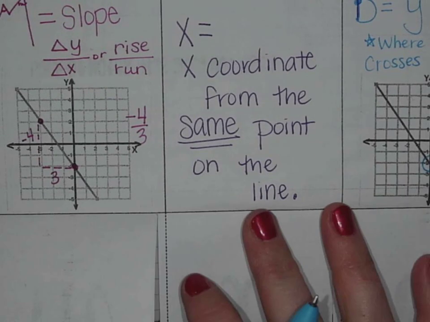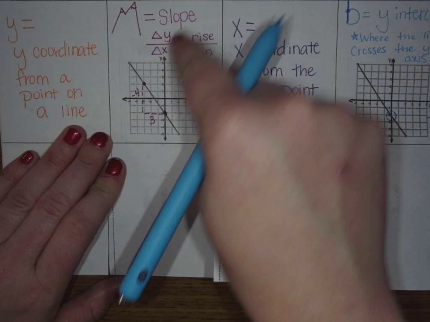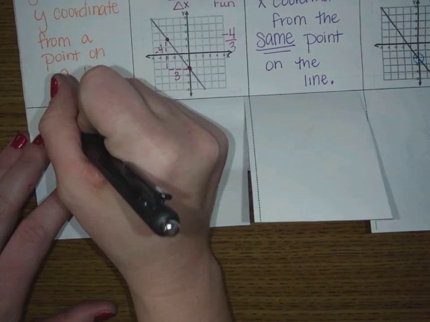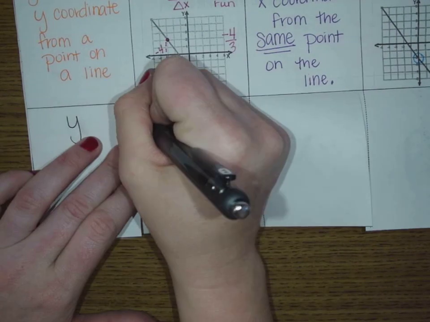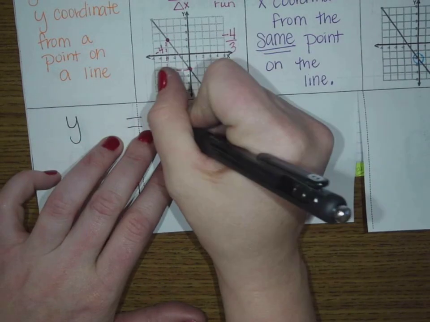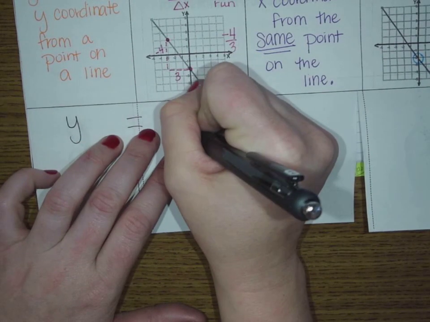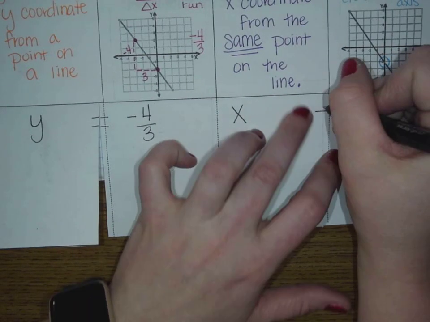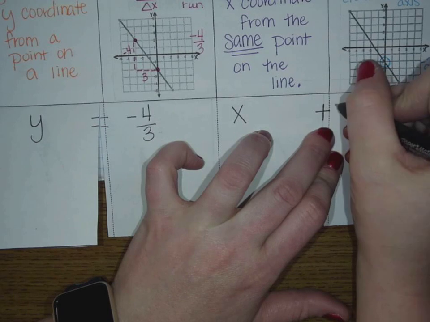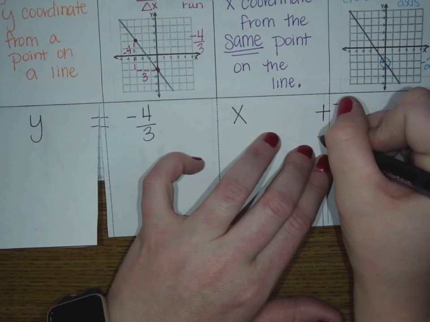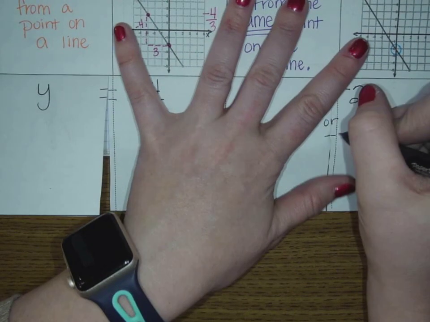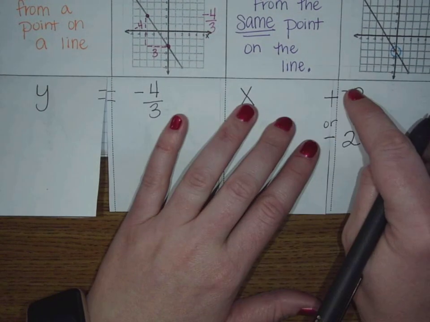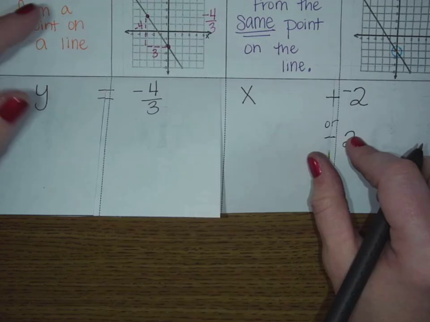So if we're looking at this same line, the y would just be written as y. Then we have equals. Our slope would be -4/3 x plus -2, or you could write it as minus 2. Remember, plus a negative is the same thing as just subtracting a 2.